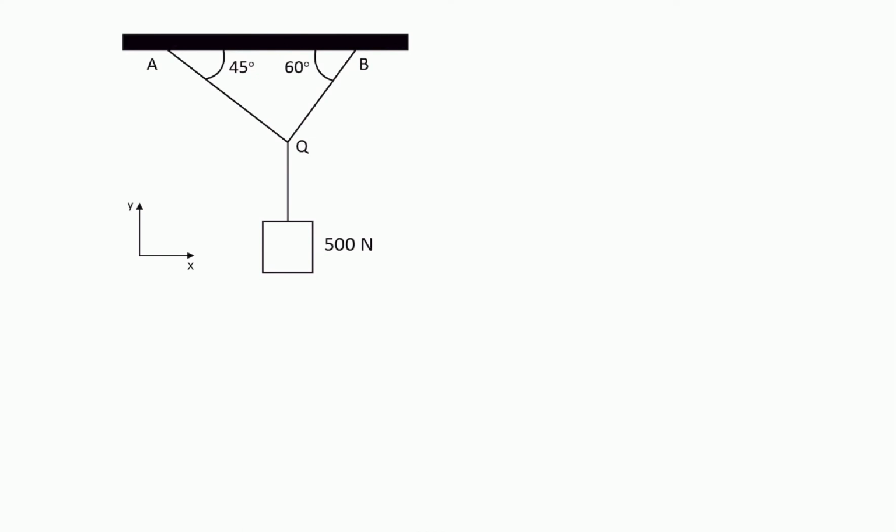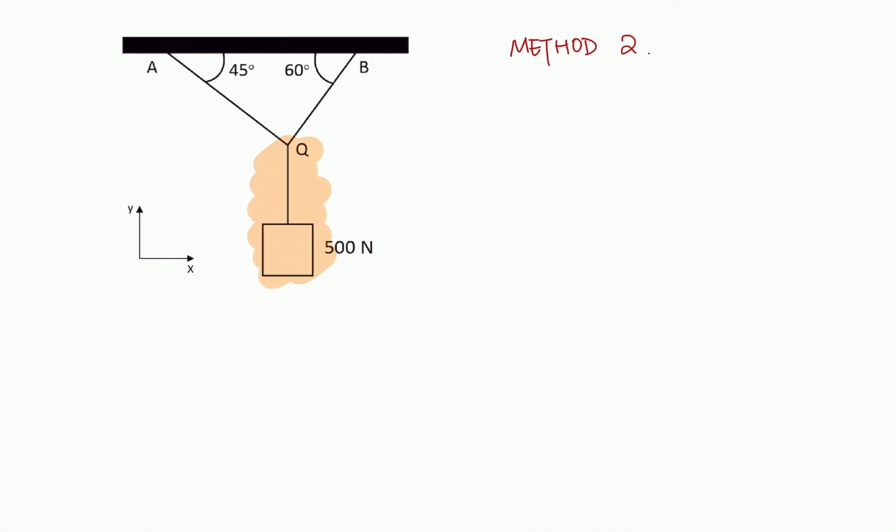The second approach will be to construct a force triangle and solve using the sine and cosine laws. Let's draw the force triangle together. The first side will be the 500 Newton box that's going downwards. The second will be the tension along AQ, and it is at 45 degrees to the top left. The last one will be the tension along BQ. It is at an angle of 60 degrees and going to the top right.